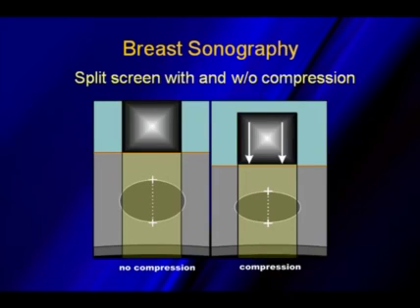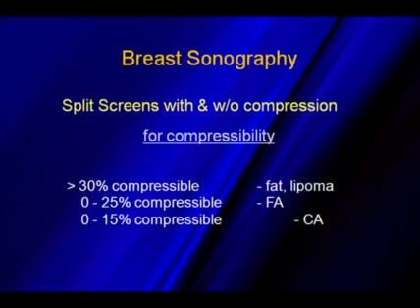mammogram. We'll also do split screen imaging to check the compressibility of lesions. If we're going to call something a lipoma, we like to see it compress 30%. Fibroadenomas may compress somewhat, but rarely over 25%. And some of your cancers, especially the highly cellular ones, may compress, but rarely over 15%.